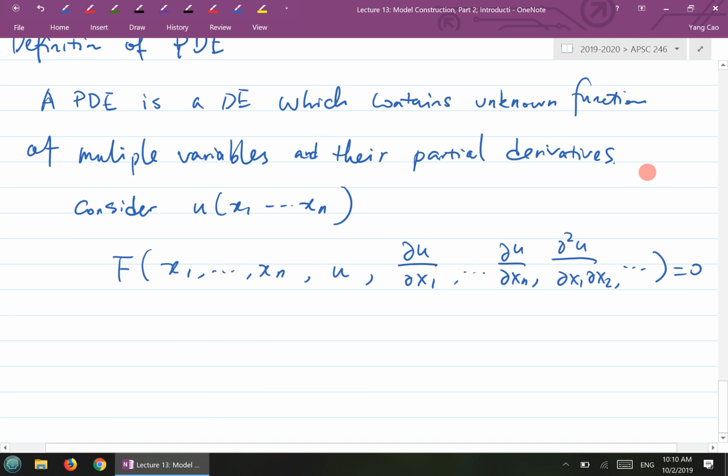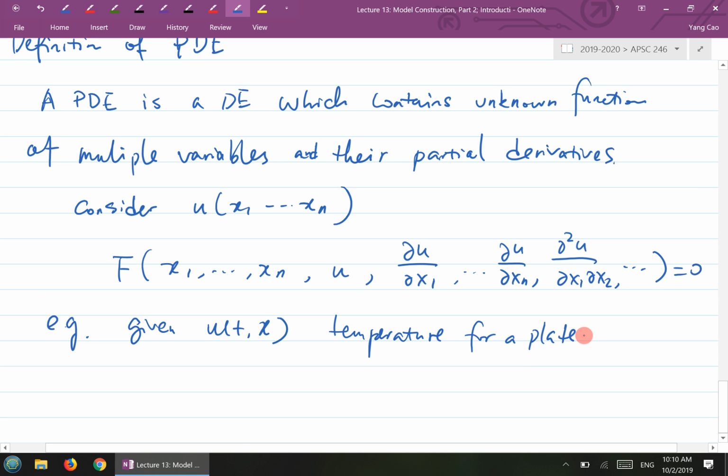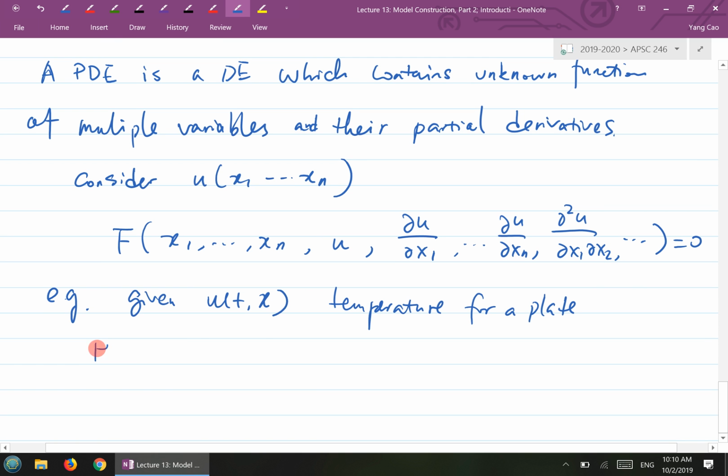So here is an example. Given a function u of t and x, this is a very typical function you will see in heat transfer. Let's say you have a thin plate and you're interested in the temperature at a certain place and over time. You can construct a heat equation, u_t equal to alpha times u_xx. This is a partial differential equation, a second order one, and alpha here is a positive constant that describes the rate of diffusion.